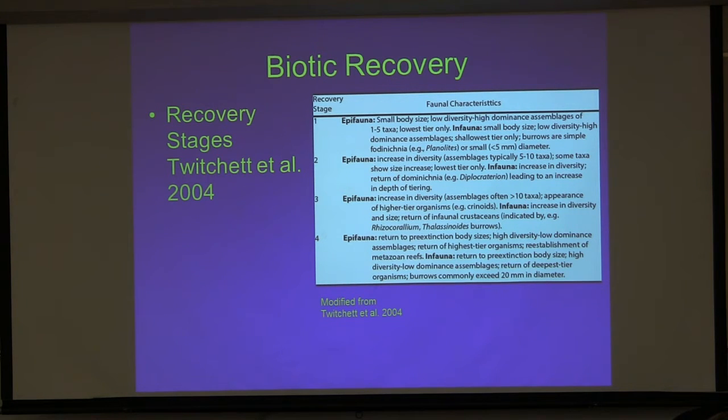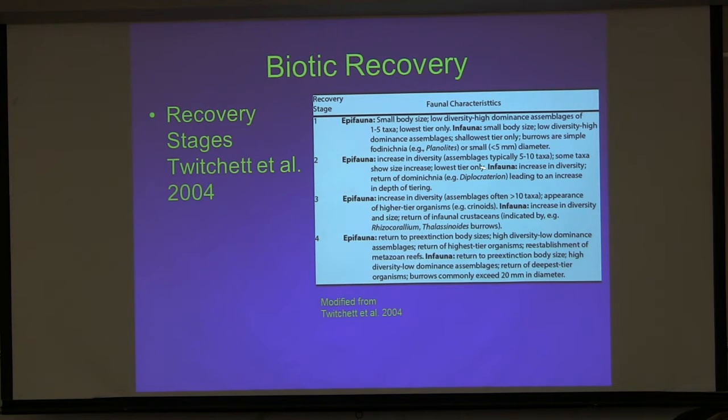The first one to try to define these stages is Twitchett et al. in 2004. In stage 1, you have small body size, low diversity and high dominance, and you have low tiering in both infaunal and epifaunal populations. Infaunal communities are also very small, with simple burrowing.